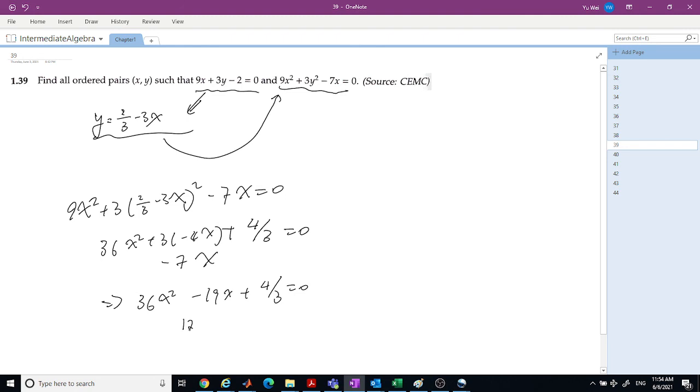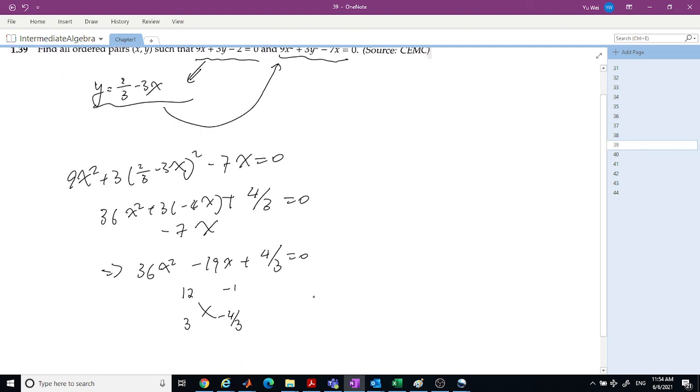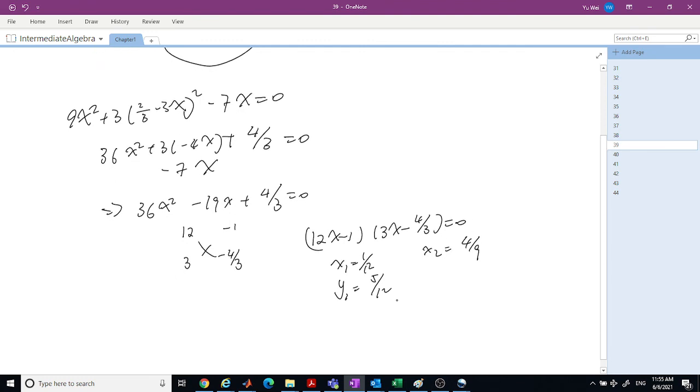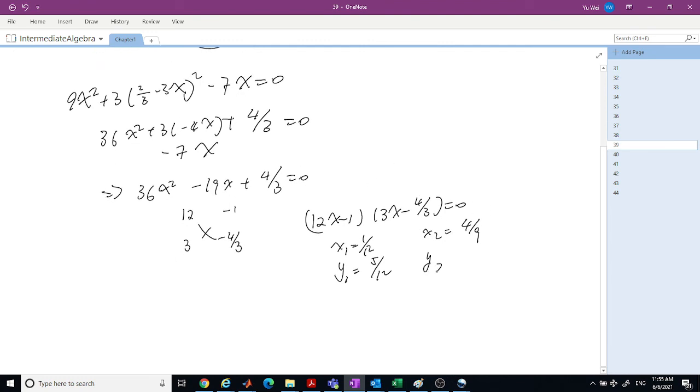Then what we have is 12 and 3, then negative 1 and negative 4 over 3. Now we can have 12x minus 1 and 3x minus 4 over 3 equals 0. So we have x1 equals 1 over 12, and x2 equals 4 over 9. And then y1 equals 5 over 12, and y2 is equal to negative 2 over 3.